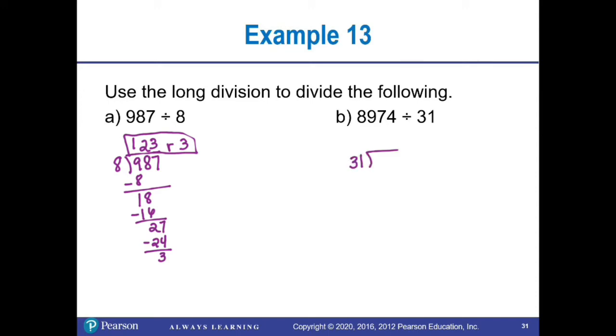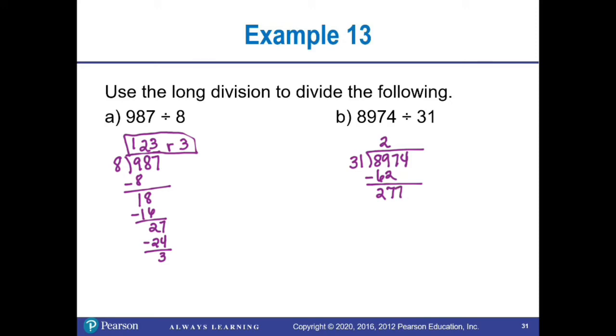Look at part B. We have 31 into 8,974. The trick that I use here many times is I look at maybe the first digit. So 3 goes into 8 2 times, so let's try 2. 31 times 2 is 62, and I subtract, which gives me 27. Now, if I had gotten a number bigger than 31, I know that the 2 that I tried up top of my division symbol is too small and I need to try a larger number. Remember, we talked in the last video that my remainder, the 27 here, has to be less than the divisor, the 31. Now bring down that next digit, which is 7.